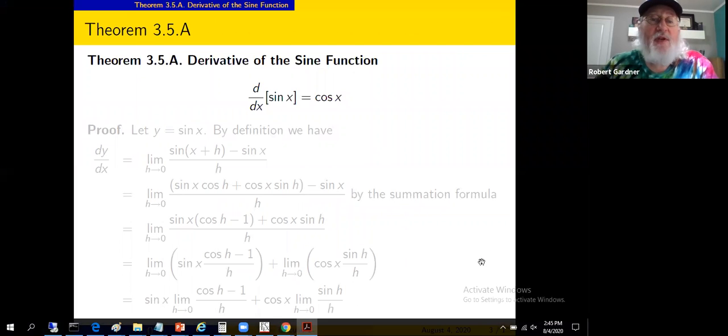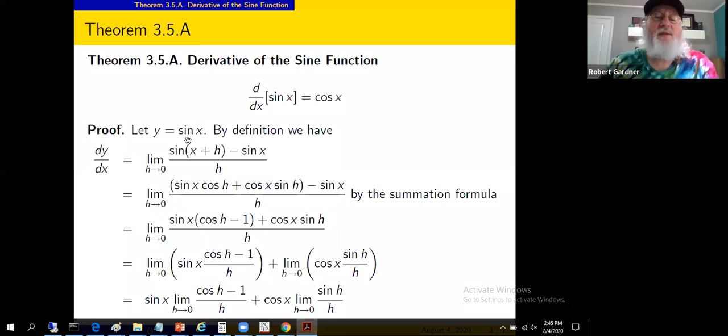Okay, so back to the definition. We'll represent sine x as y equals sine x. So then the question is dy dx equals what? We'll go to the definition of derivative. The limit as h approaches 0, the function evaluated at x plus h minus the function evaluated at x divided by h, limit of the difference quotient as usual. Do you know what the sine of x plus h is? You do now because we just stated that summation formula. So that gives us sine x cosine h plus cosine x sine h.